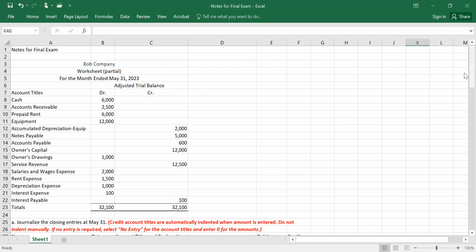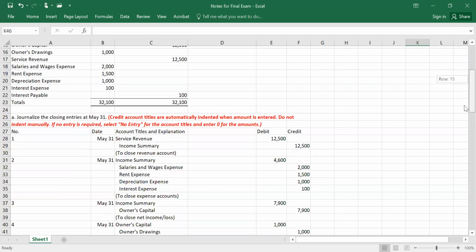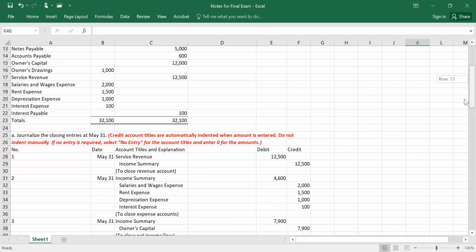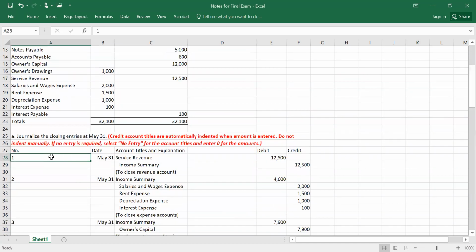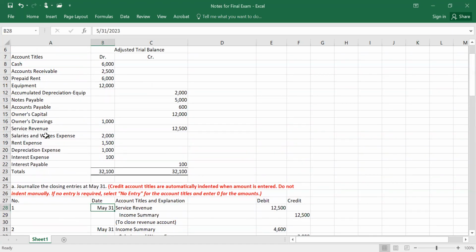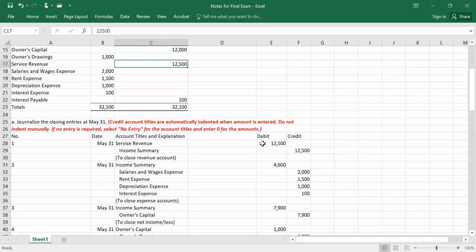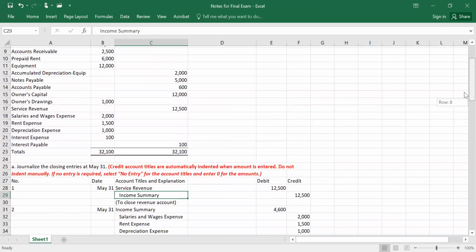So we're given a partial worksheet for the month of May. And they want us to journalize the closing entries. So the first, there's a number. The first one, which is May 31st, we have to close service revenue. So service revenue, if you look, is right here. So it has a credit balance of 12,500. So to close it, we have to debit service revenue 12,500, credit income summary 12,500.